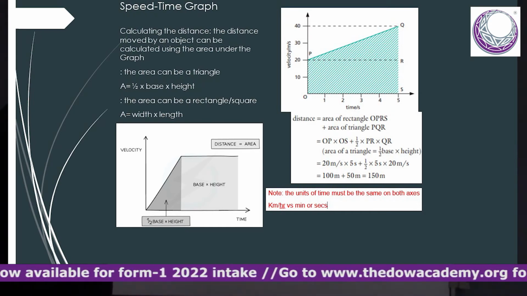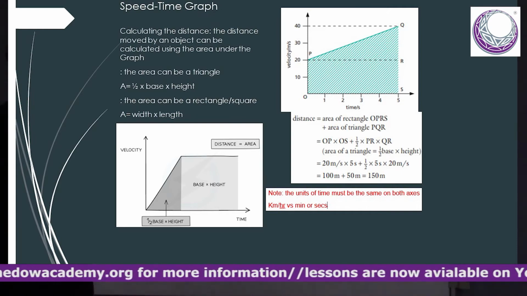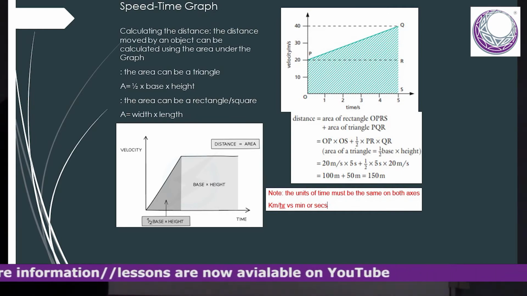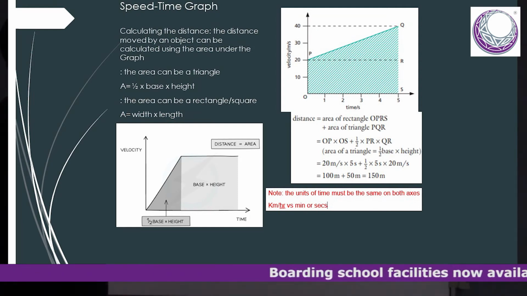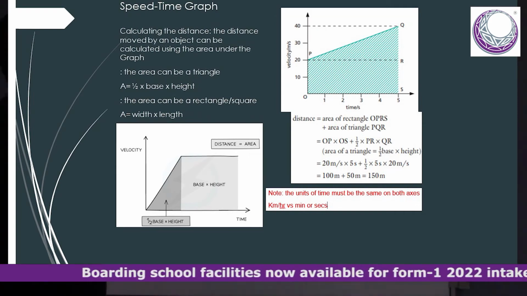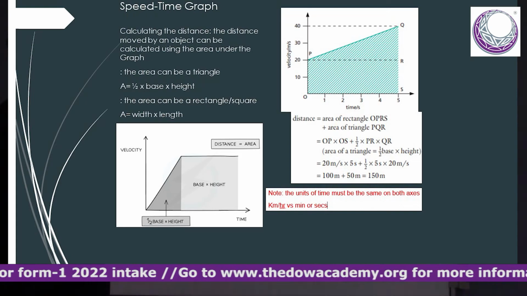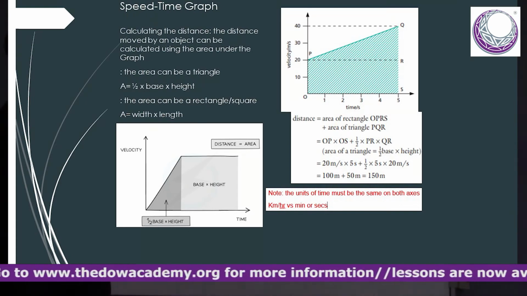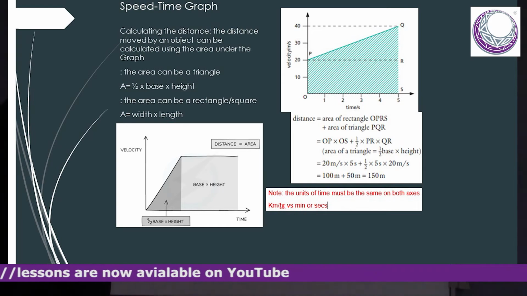We have the lower shape, which is in the form of a rectangle, shown by O, P, R, S. Then on the other side, we have a triangle. You are going to use the area of a triangle to calculate this part. So you need to compute this in your calculator, and you follow your formulas. Area of a triangle is half base times height.